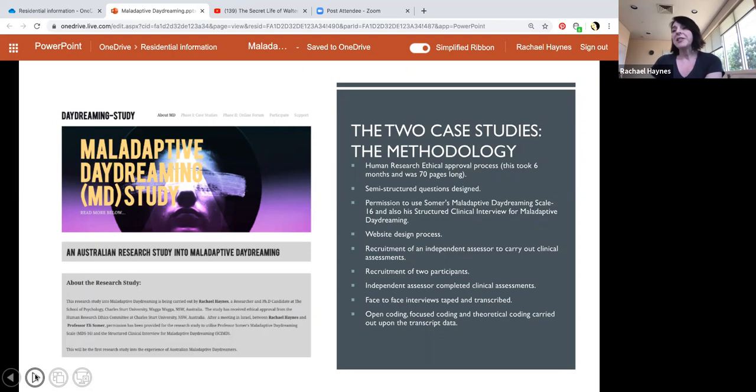Well, it took 6 months for me to receive human research ethical approval through the University Ethics Committee. This ethics application was a 70-page document, and the second study also was a 70-page document. So the process of ethical approval can at times take a long time. It's really important to make sure that the study is ethical and causes no harm to the participants.